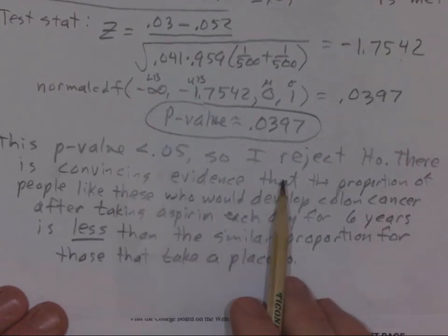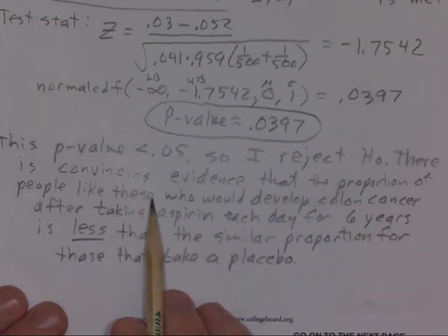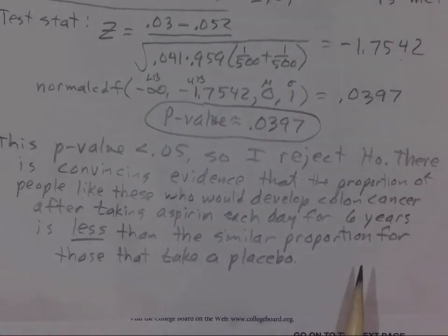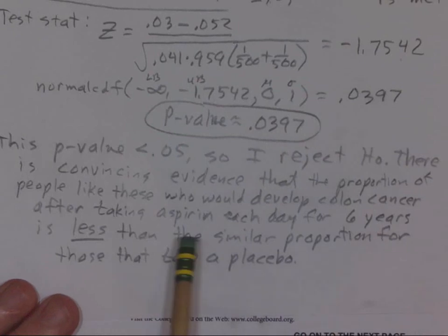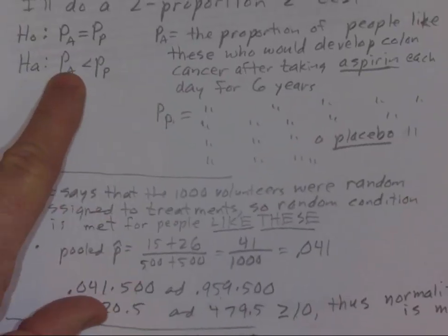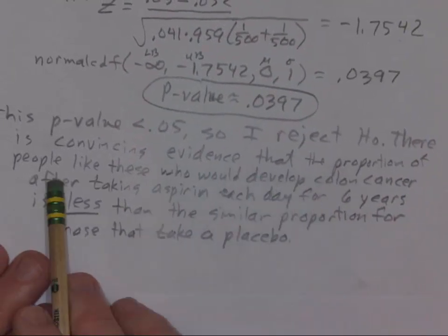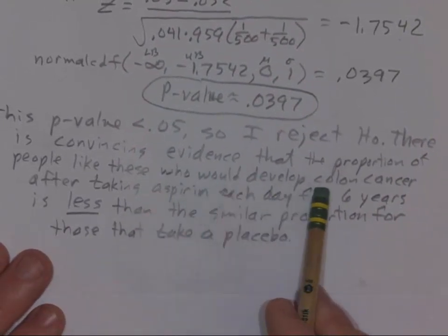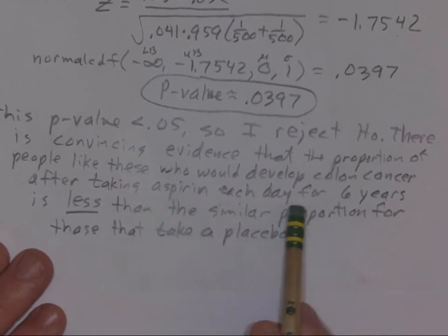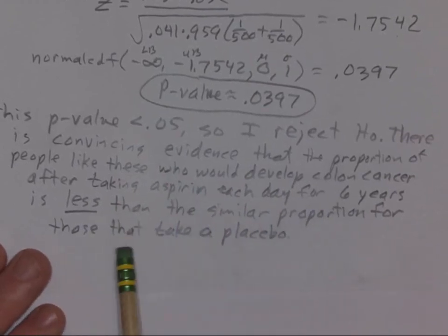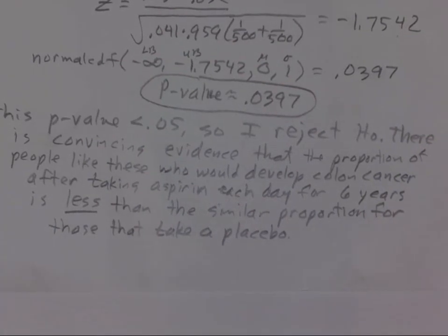This p-value is below 0.05, so I reject the null. There is convincing evidence that, and then you have to restate the alternative in context. I hate the fact that you have to state what p sub a and p sub p are twice, but it's not out of my control. We have convincing evidence that the proportion of people like these who would develop colon cancer after taking aspirin each day for 6 years is less than the similar proportion for those taking a placebo. And that's it. That's how you do a two proportion z-test.